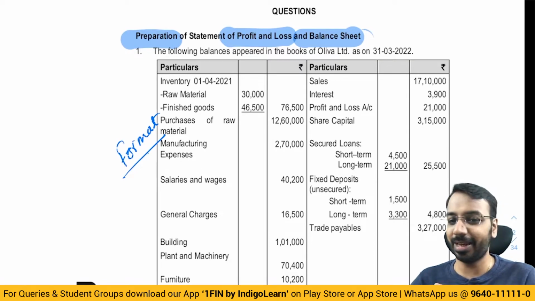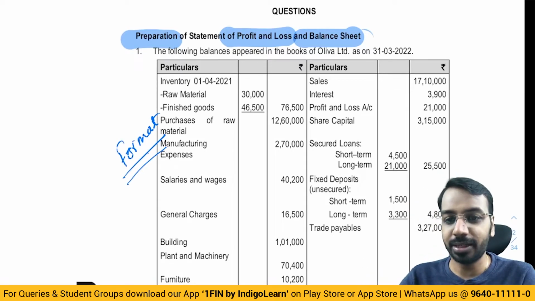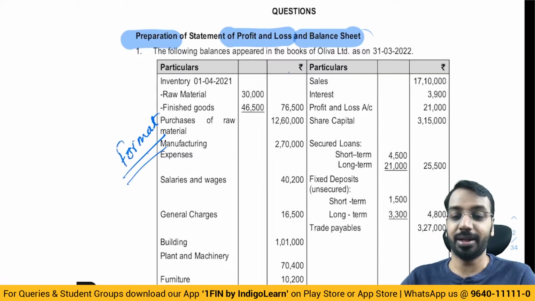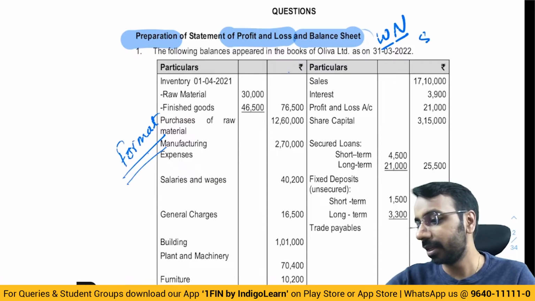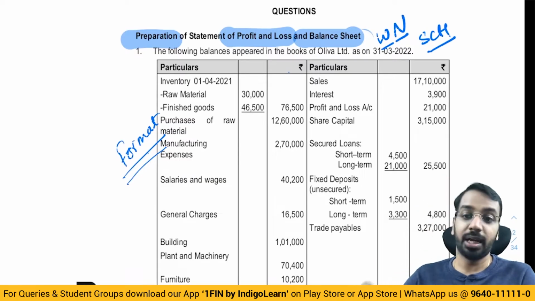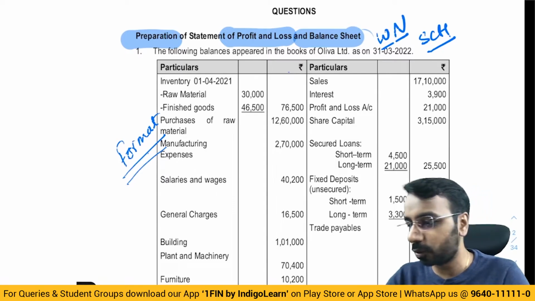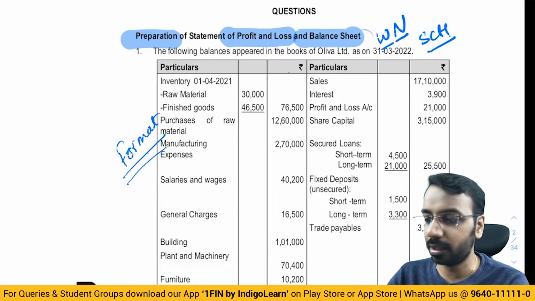No complexity at all, right? So what you need to do, you just need to be aware of the format. You need to know which items to put where, and you are done with it, right? But please remember here, working notes, very important, schedules, very important. A lot of students don't prepare these working notes and schedules and they lose out on marks, right? So to begin with, it says books of Oliva Limited on 31st of March of 22, right?